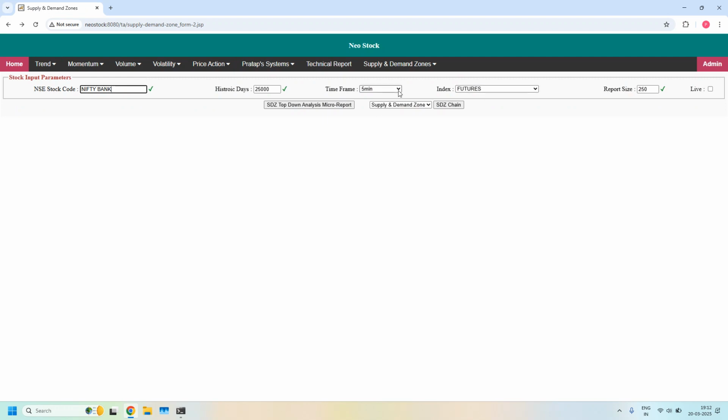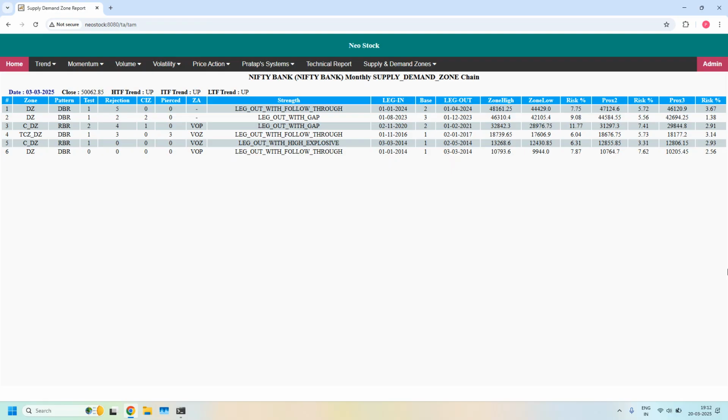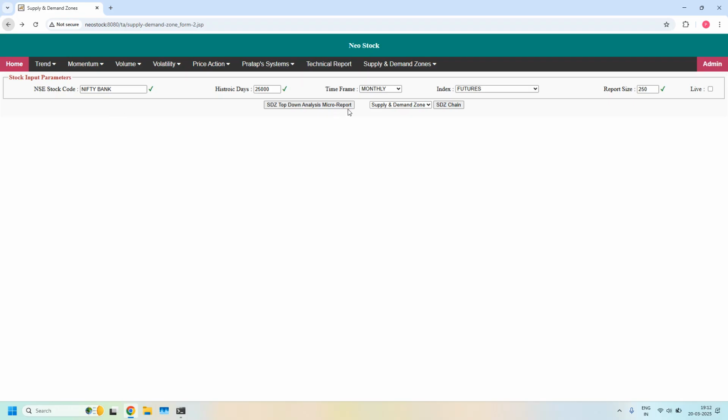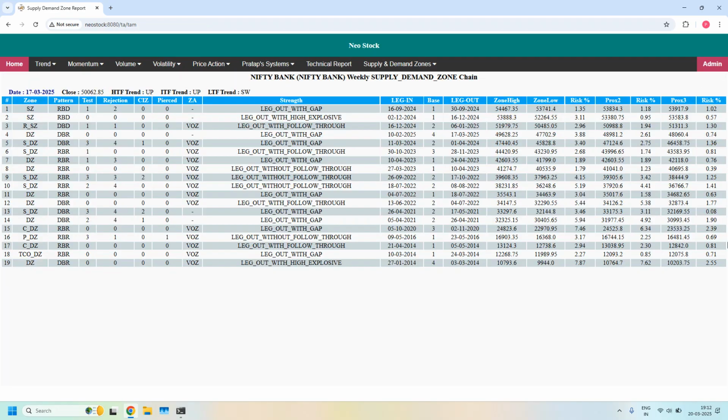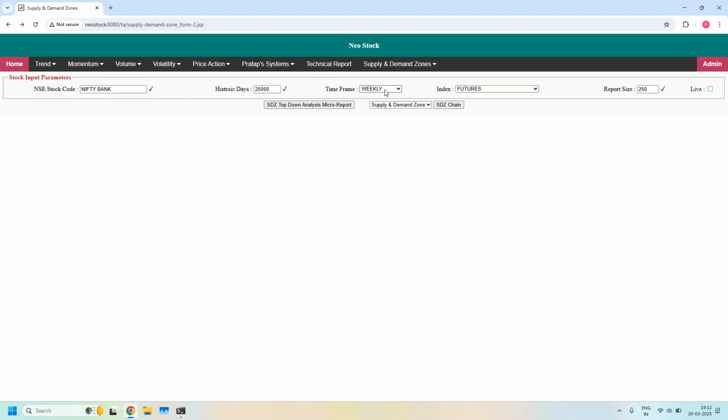Let me start with the monthly time frame, generating the monthly supply demand zone chain for Bank Nifty. Next, the weekly supply demand zone chain for Bank Nifty. Next, the daily supply demand zone chain for Bank Nifty.